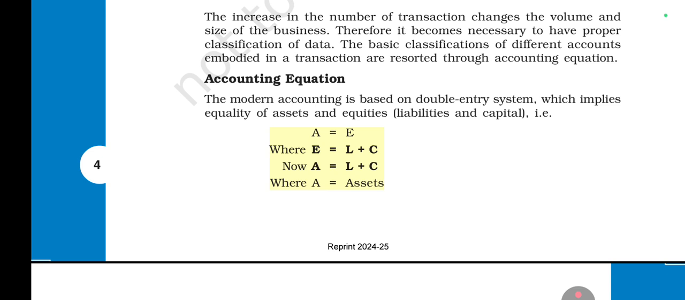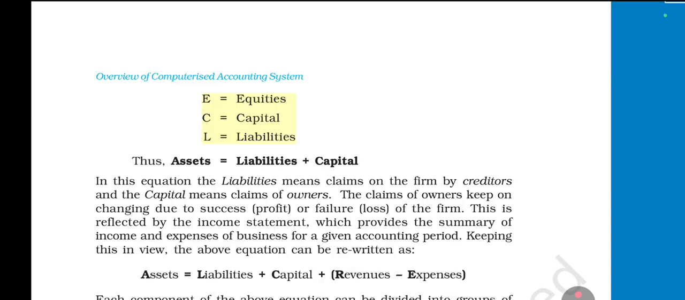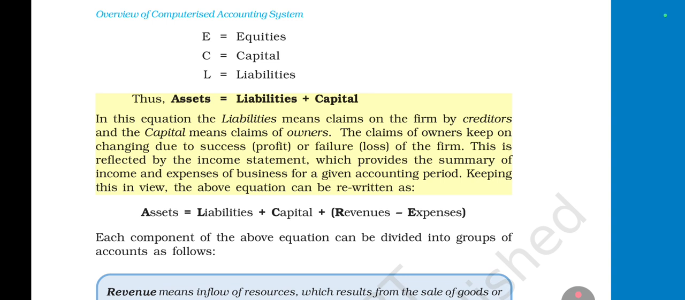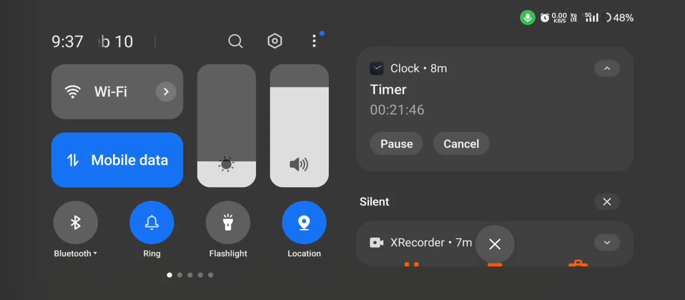Now E equals L plus C, where A equals assets, E equals equities, C equals capital, L equals liabilities. Thus, assets equals liabilities plus capital. In this equation, the liabilities mean claims on the firm by creditors and the capital means claims of owners. The claims of owners keep on changing due to success (profit) or failure (loss) of the firm.